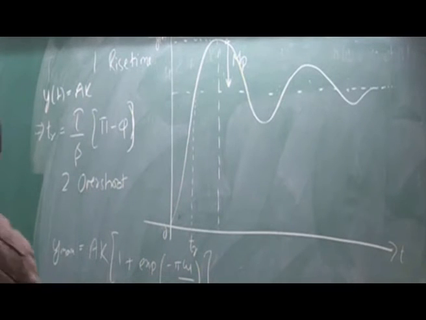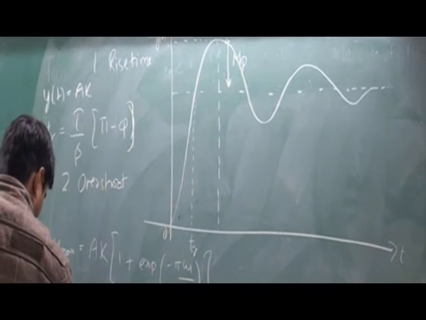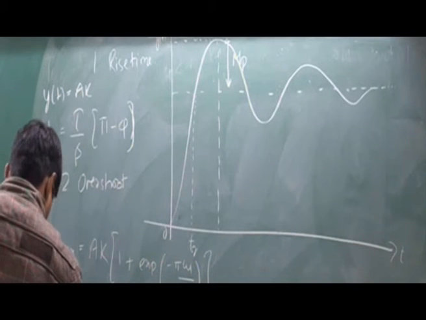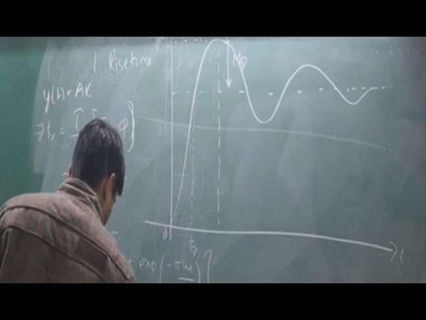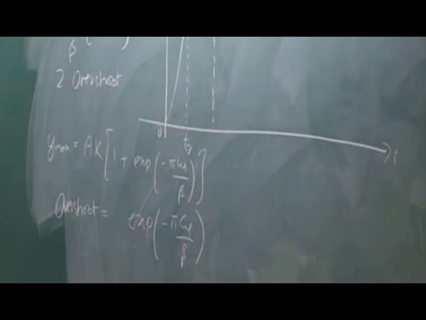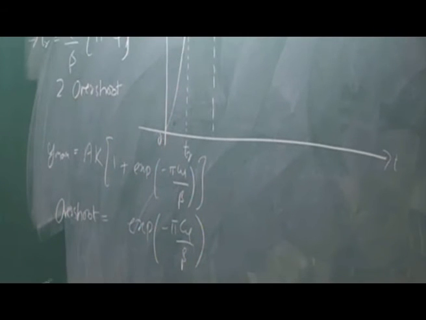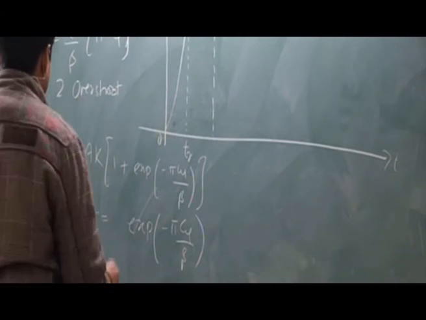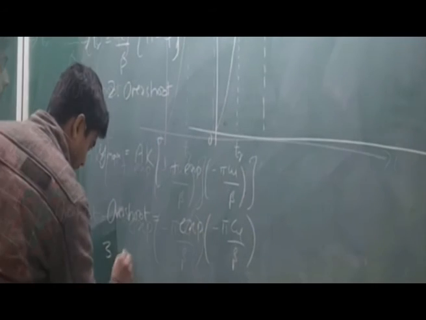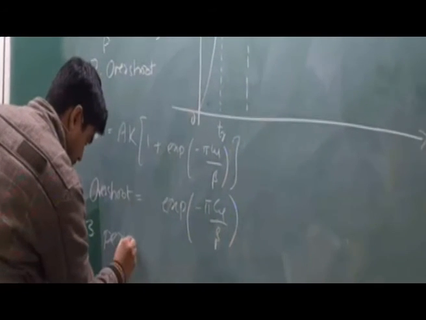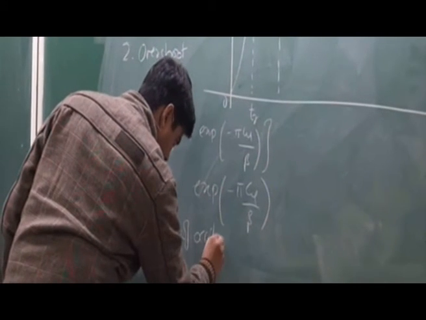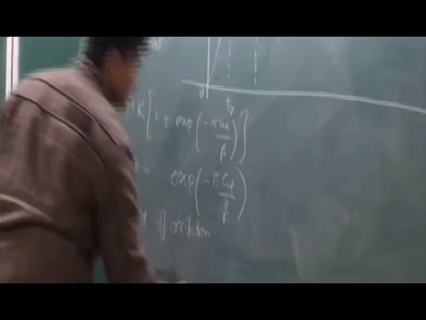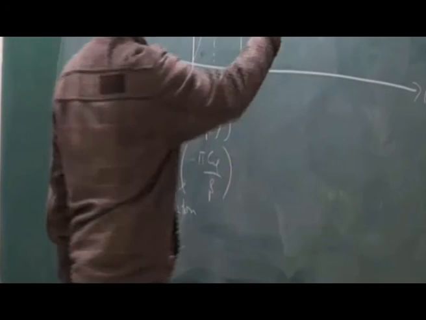This is the value of Ymax, and the overshoot is given by this. Now the third characteristic is the period of oscillation, and it is given by this.